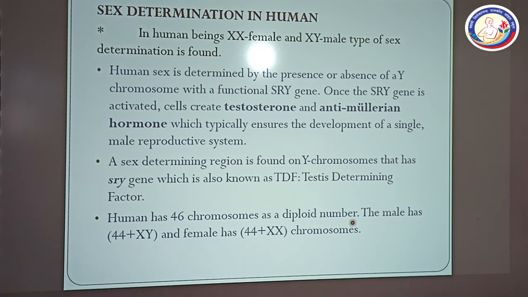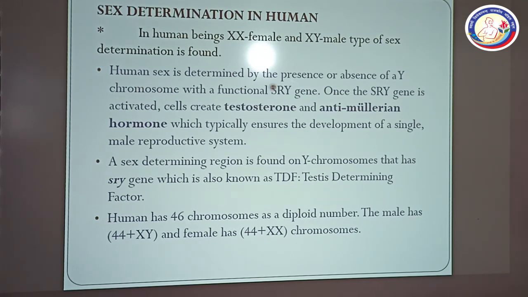Sex determination in human. In human beings, XX female and XY male type of sex determination is found. So this is again an important point. What type of sex determination is found in human beings? XX female and XY male type of sex determination.